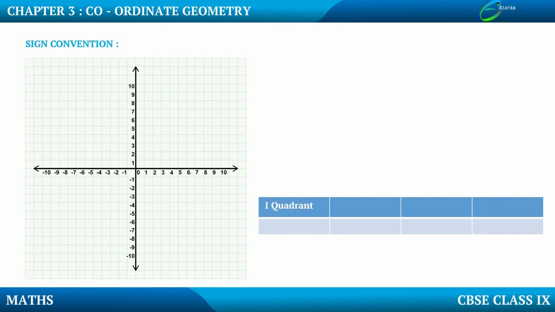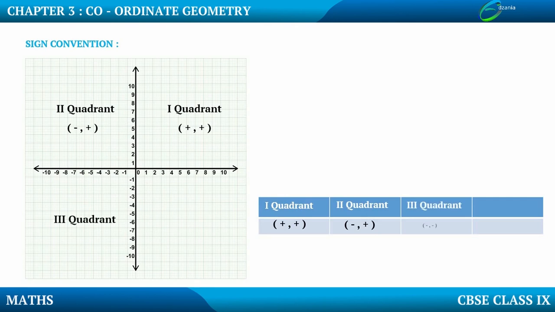In the first quadrant, we know that x is positive, y is positive, therefore the signs are plus plus. In the second quadrant, this is the region, x is negative, y is positive, therefore the signs are minus plus. In the third quadrant, we can see that x is negative, y is negative, therefore the signs are minus minus. And in the fourth quadrant, we can see that x is positive, y is negative, therefore the signs are plus minus.